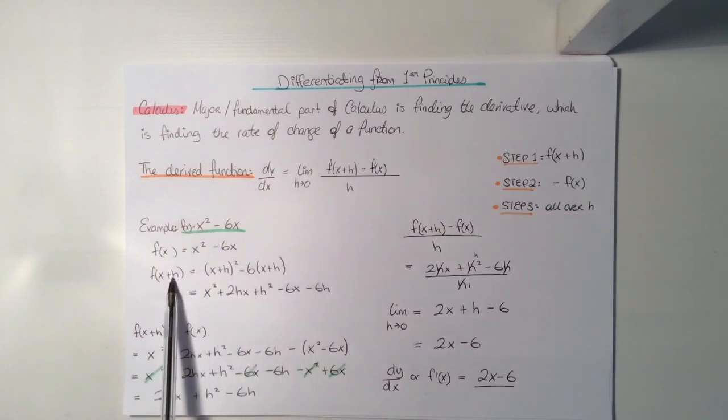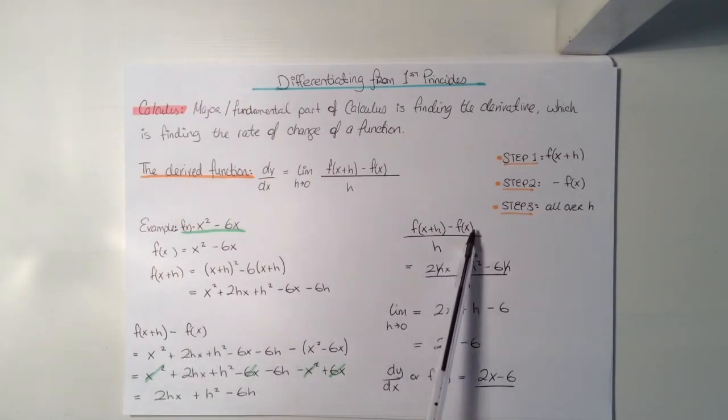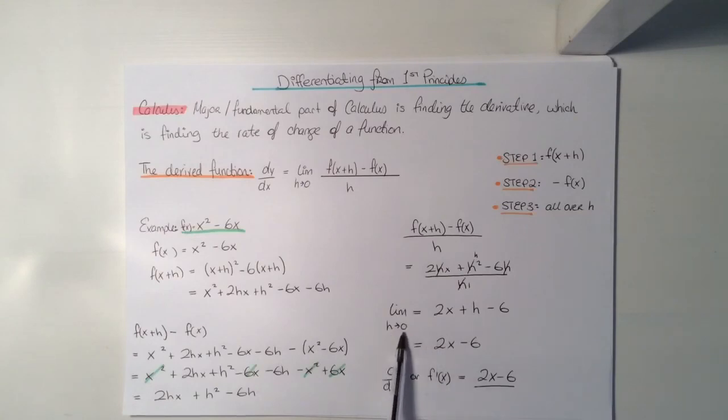Step 1 plus h, step 2 minus f of x, step 3 put everything you have so far over h, divide down, apply the limit of h, which just makes it go to 0, and that's your differentiation done.